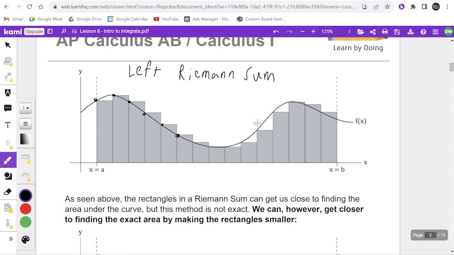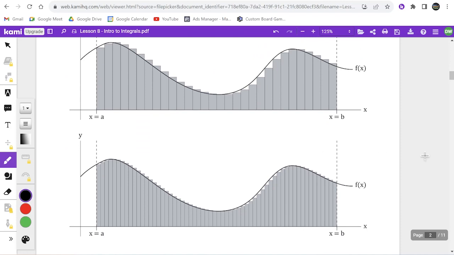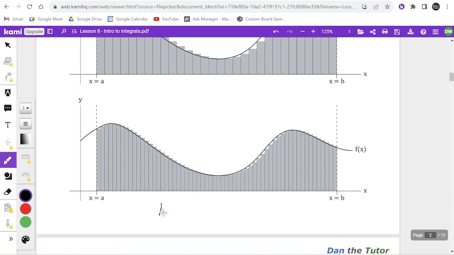And you can say, hey, this is a pretty good approximation, but Dan, I bet I could get an even better approximation if I used smaller, thinner rectangles. And you're exactly right, and that's what the next two pictures show. As you get thinner and thinner rectangles, you get a better and better approximation for your area until finally you can't go any thinner. In other words, we are doing the limit as delta x, which is the change in x, approaches 0. This is what an integral is.